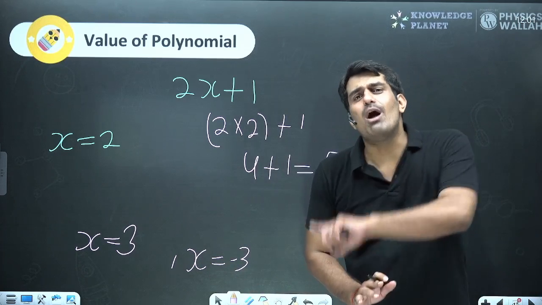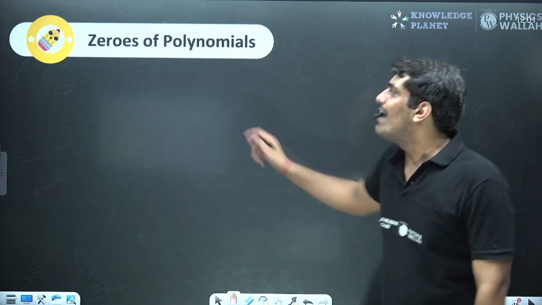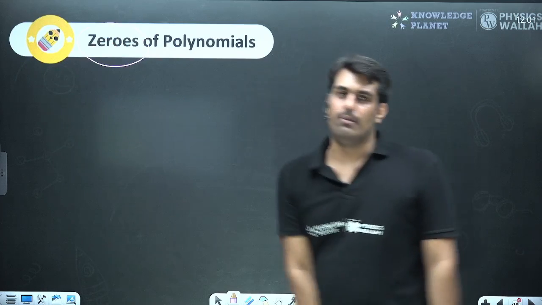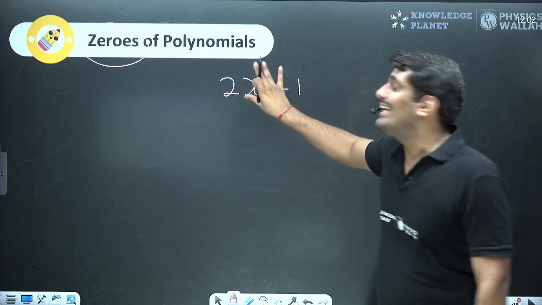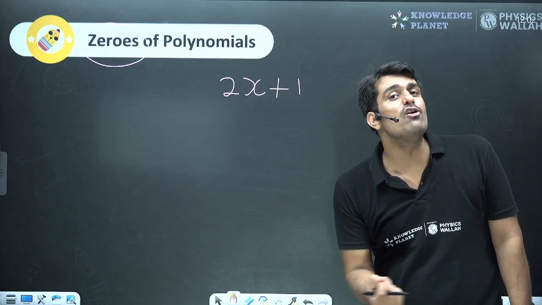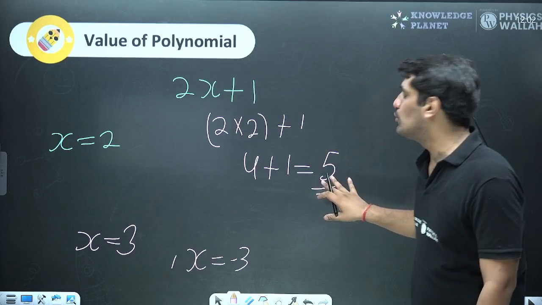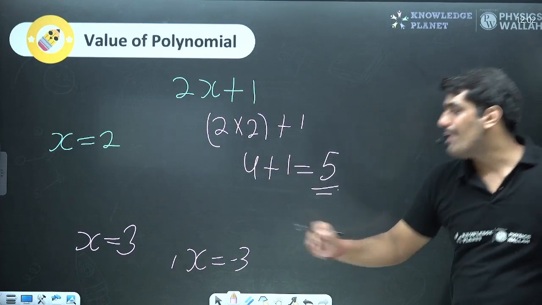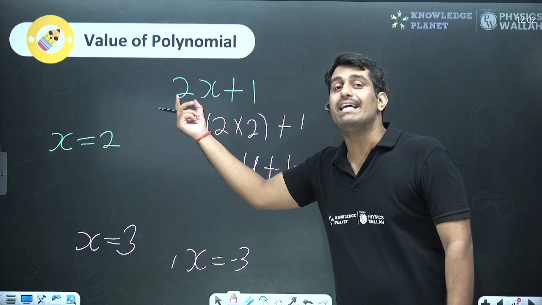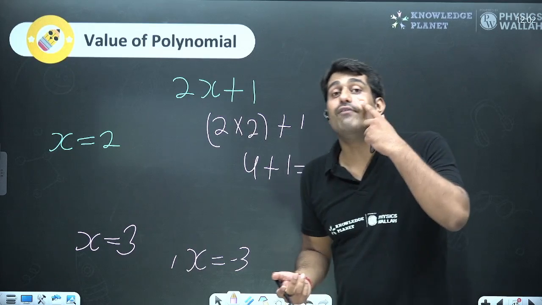Alright. If the polynomial value can be found, there is something you need to understand. We have one concept which is zeros of a polynomial. When I say 2x plus 1, you need to find the value of x such that the value of the polynomial comes out to be 0. The polynomial value in this case was 5. If you put the value of 3, 3 into 2 is 6, 6 plus 1 is 7. For minus 3, it is minus 6 plus 1, so basically minus 5.